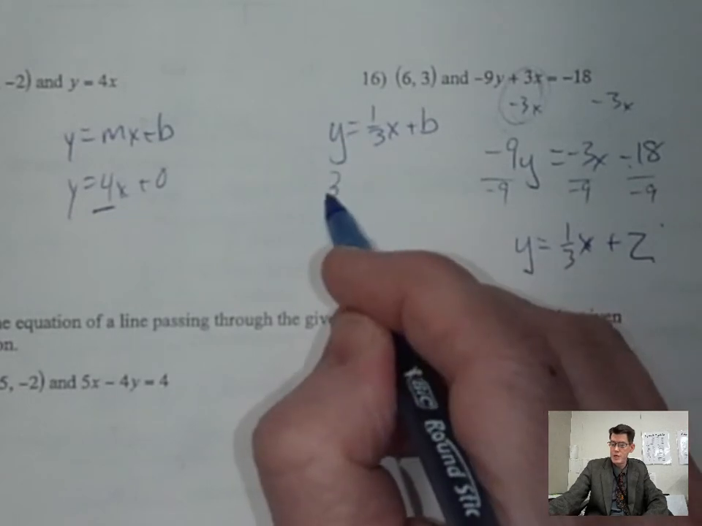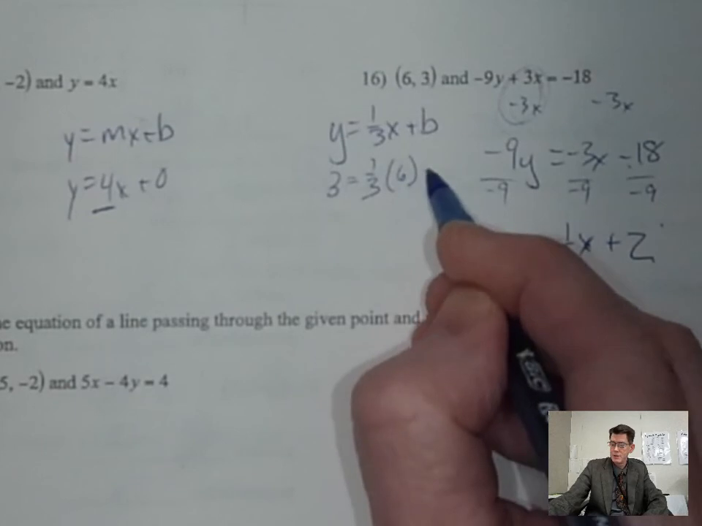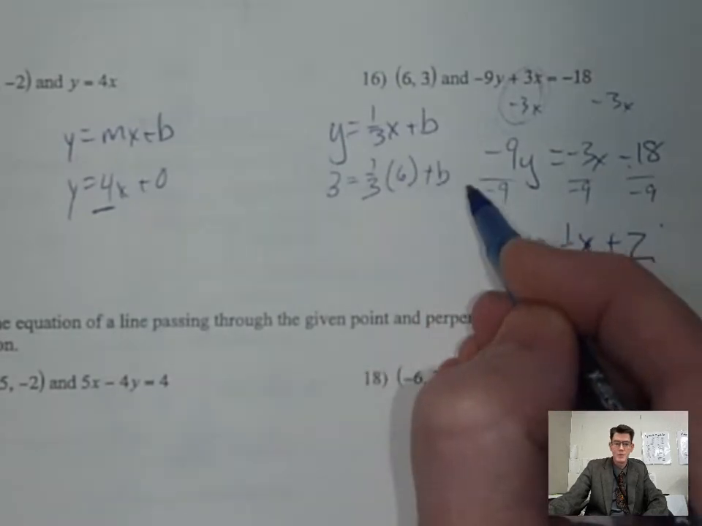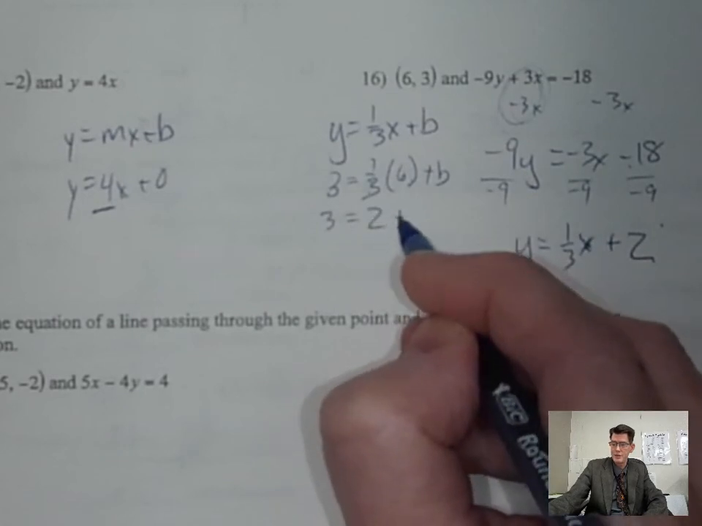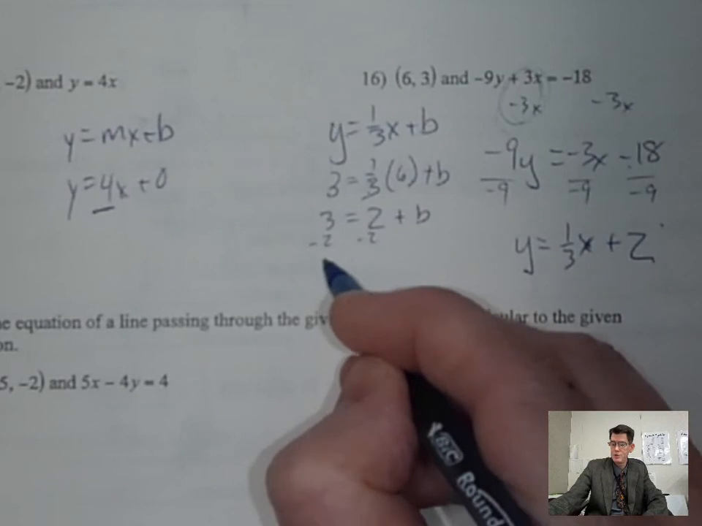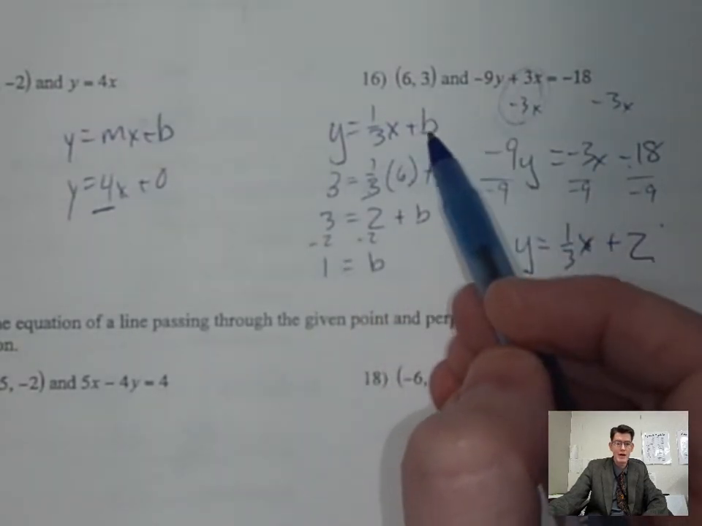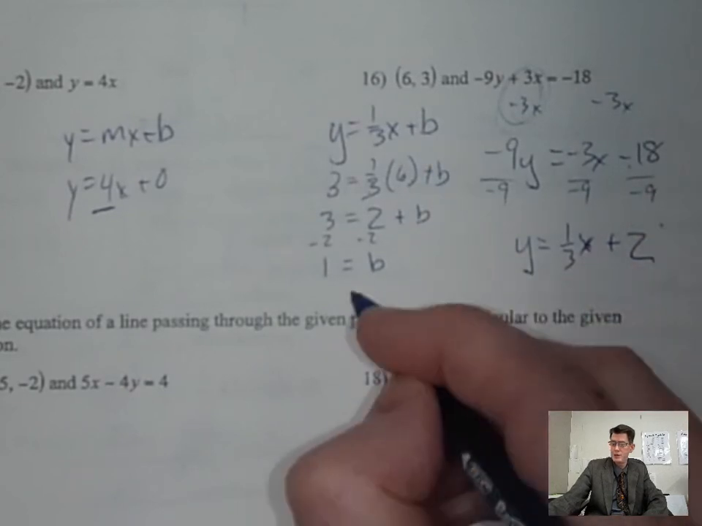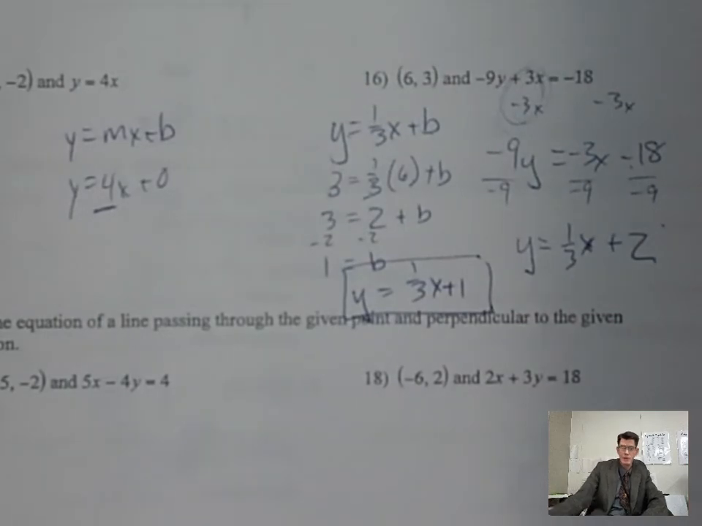So 3 is 1/3 x's plus b. 1/3 times 6 on your calculator gives you the 2. So 3 minus the 2, 1 equals b, and you put the 1 in there, and you're done. Y equals 1/3 x plus 1. There's the process on finding the parallel line.